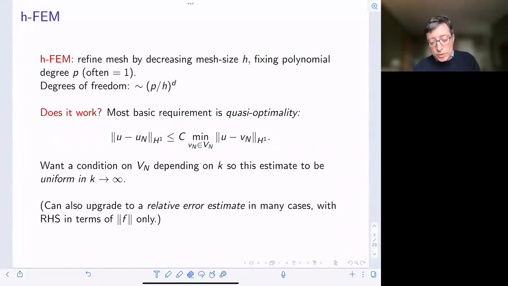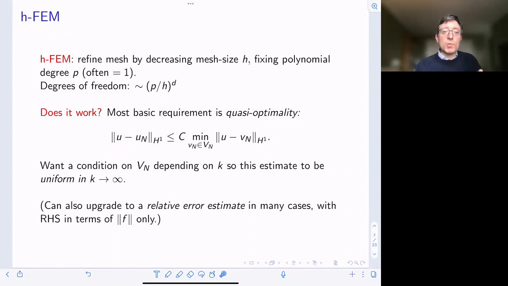So this is a sort of basic thing you'd want, and the big question for us is, can we get this basic thing to hold in some uniform way for k big, or what can we do that guarantees that this will hold, that is varying in an appropriate way as k goes to infinity? How do we make this work for k big?